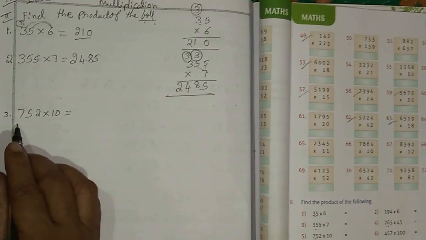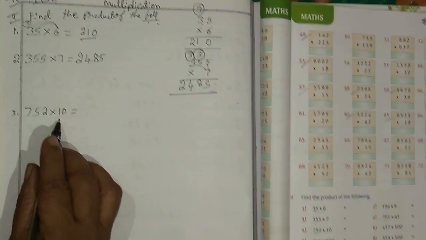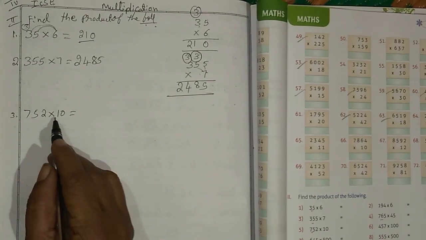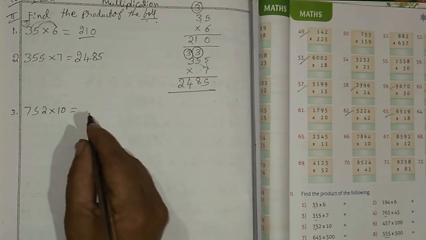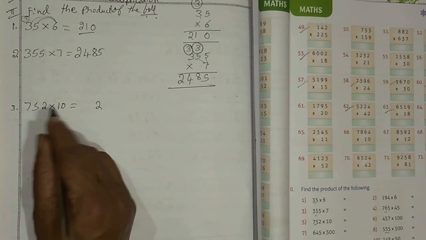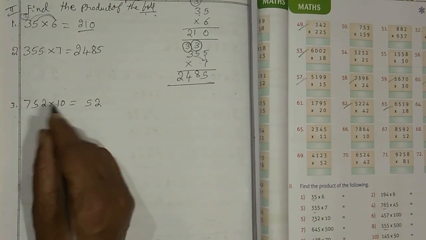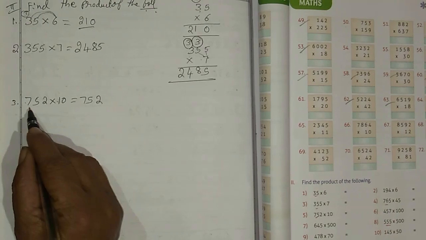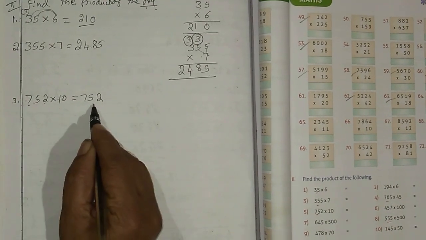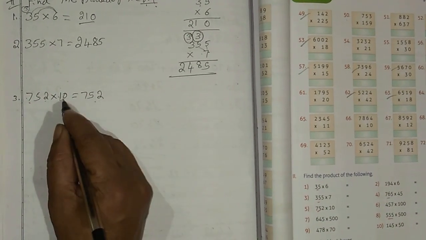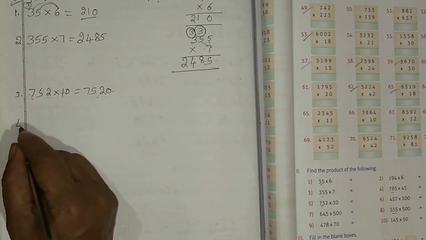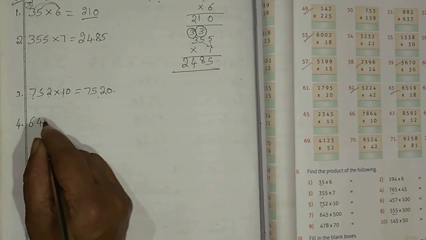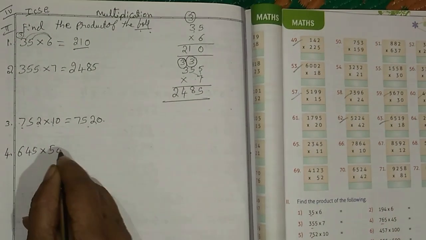See, third sum, 752 multiplied by 10. So, first you multiply this, from right to left. 1 2s are 2, 1 5s are 5, 1 7s are 7. That is 752 1s are 752. Put how many 0 is there? 1 0. So, put 1 0 at last. Okay. So, next fourth sum, 645 multiplied by 500.